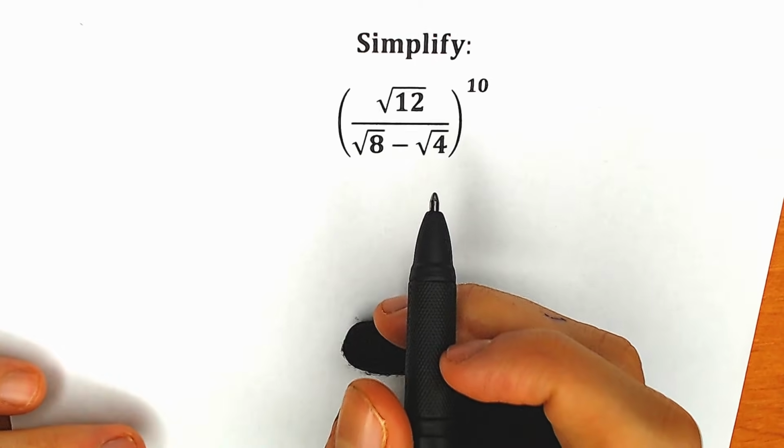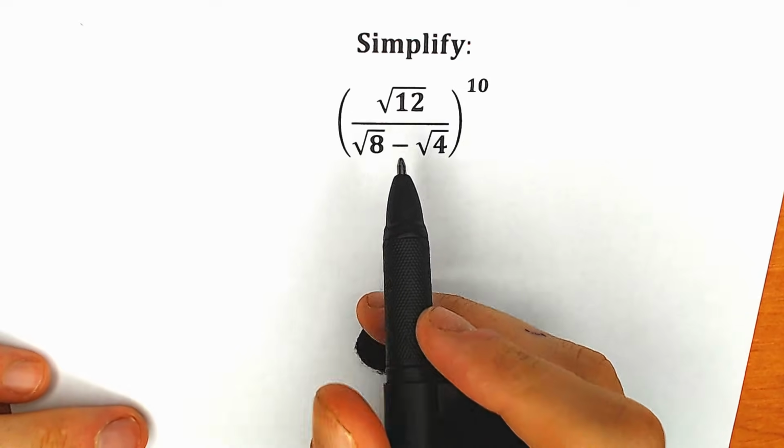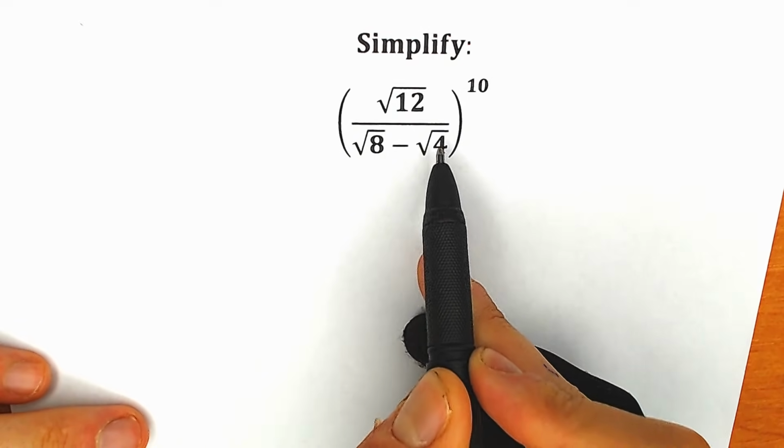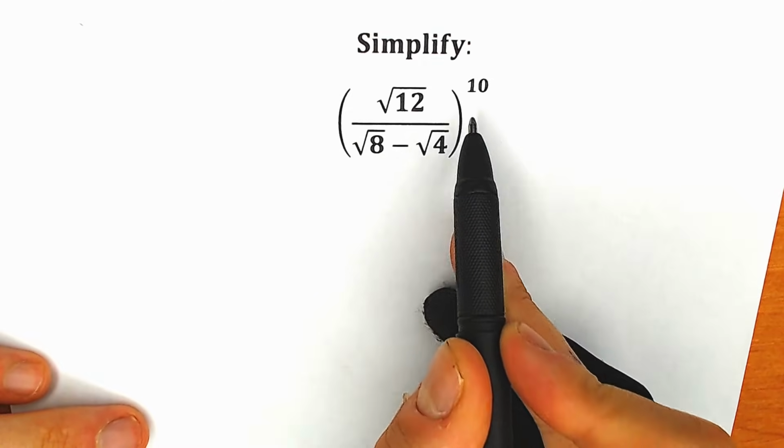Today we have a very interesting question from an entrance examination. We have the square root of 12 divided by the square root of 8 minus the square root of 4, and we need to raise this whole expression to the 10th power.